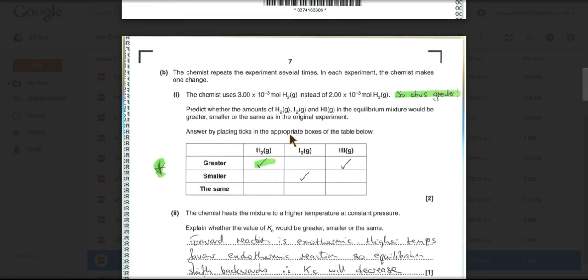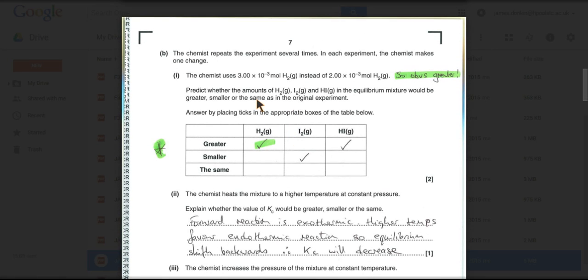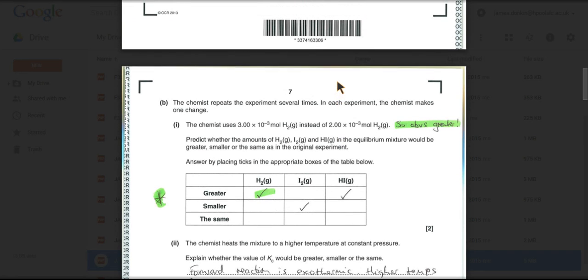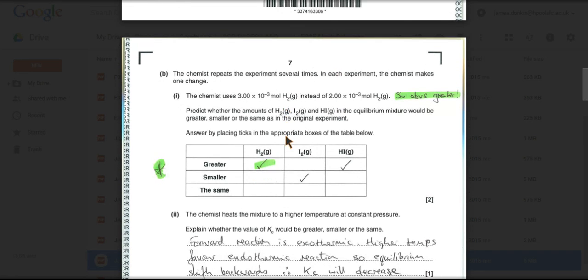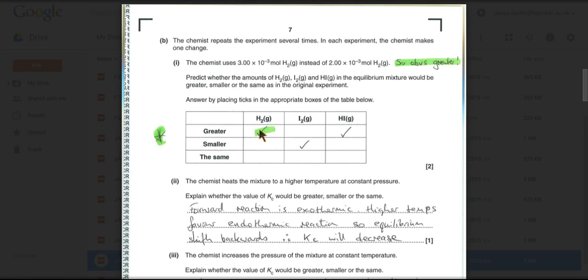So we've got to fill in a table now. The chemist uses 3 times 10 to the minus 3 moles of hydrogen instead of 2 times 10 to the minus 3. So that's obviously an increase, more moles of hydrogen. So the moles of hydrogen at equilibrium would be greater. The iodine would be smaller because they're going to need to react with those extra moles of hydrogen, so that would be smaller.